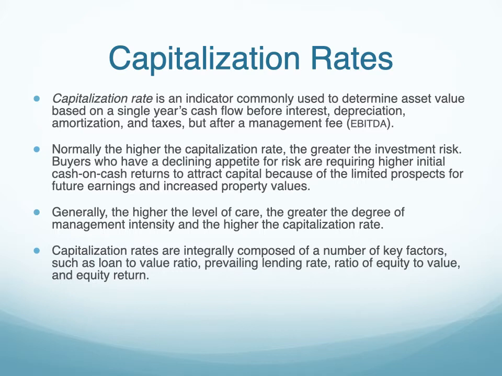Generally, the higher level of care, the greater the degree of management intensity, the higher the risk, and the higher the capitalization rate. So skilled nursing facilities may have a capitalization rate of 14 to 16%, whereas assisted living may be 10% and independent living could be down as low as 8%.